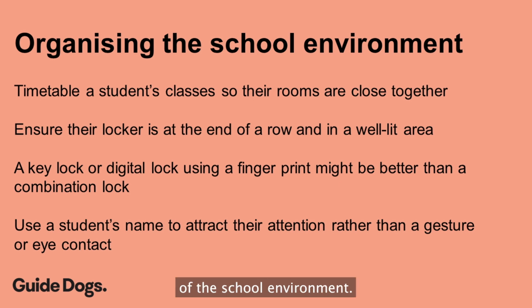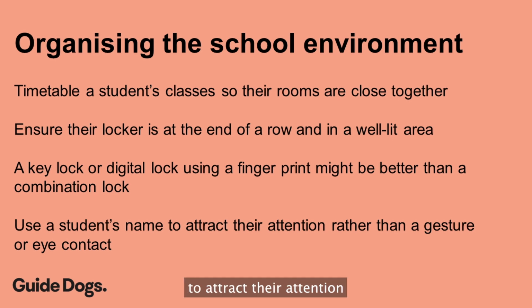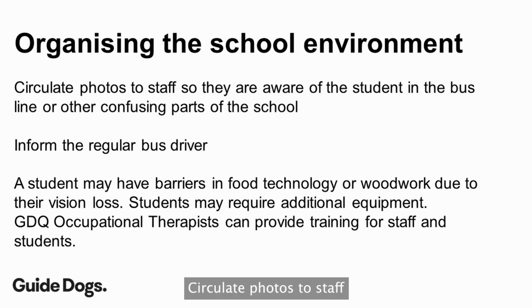Organising aspects of the school environment. Schools could timetable the students' classes so they are in rooms that are close together. You could ensure the location of a locker is at the end of a row and in a well-lit area. A key lock might be better than a combination lock, or even a digital lock using a fingerprint could be used. Use the student's name to attract their attention rather than through gesture or eye contact. Circulate photos to staff so they are aware of students in the bus line or other confusing parts of the school. Possibly inform the regular bus driver.